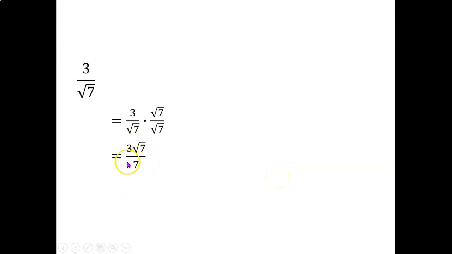And if you don't think this really looks any simpler than this, well, in one way it isn't, but in another way, in some situations, something like this would be better because it has a simpler denominator. And in some situations, you want your denominators to be as simple as possible.